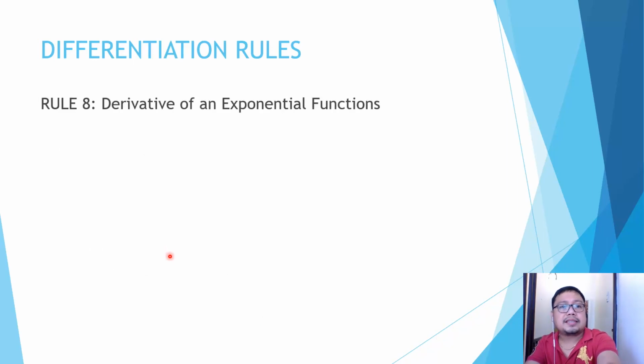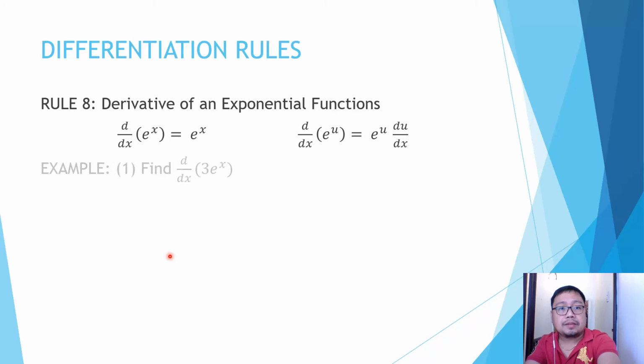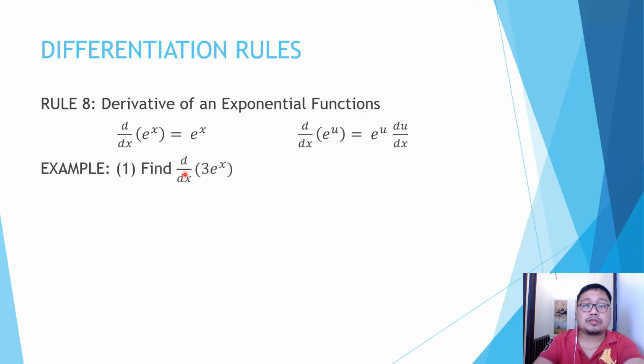And the next rule, rule number 8, is the derivative of an exponential function. Another notation of differentiation is d/dx. Remember the d/dx? It's the same. We are finding the derivative of e to the power x, and the derivative of e to the power u. So what's the derivative of e to the x? It's simply e to the x.